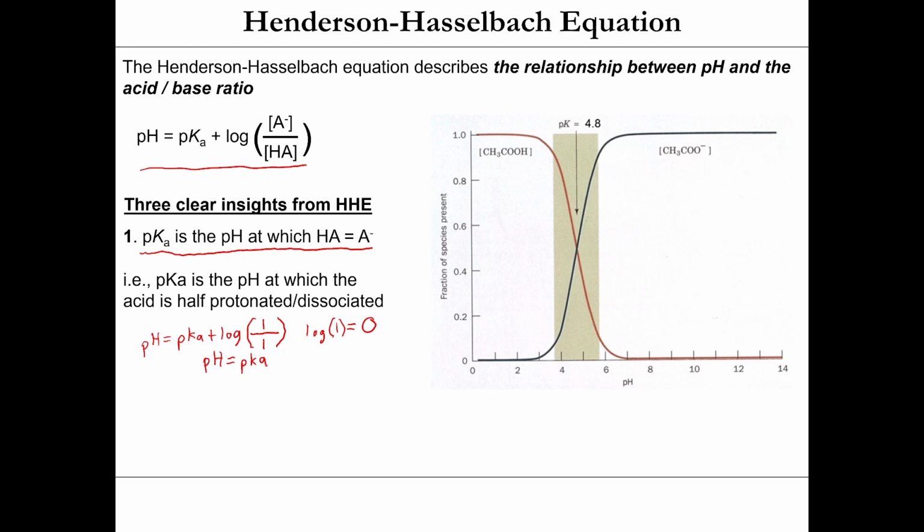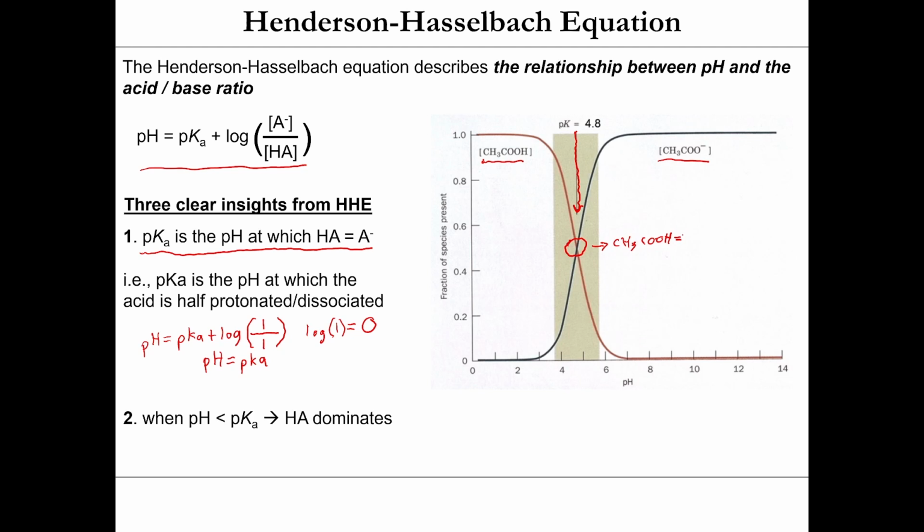So this pKa is a really useful term for describing the ability of a weak acid to become deprotonated in a solution, and there's going to be a different pKa for each different type of weak acid. So we have acetate again right here, and acetate over here. The pKa of acetic acid is going to be 4.8, and that is the point at which the acid and the conjugate base are going to be present in equal concentrations.